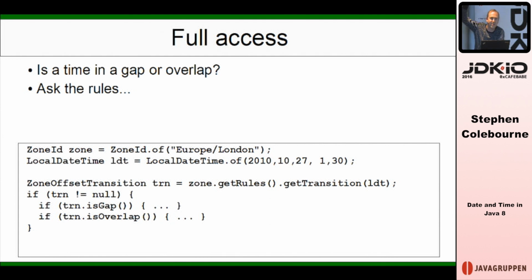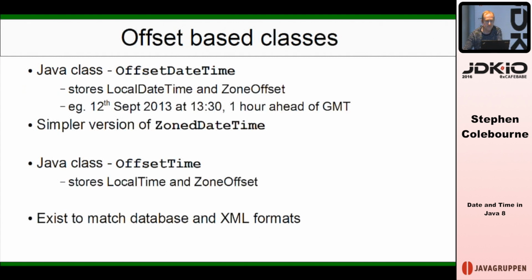I would have done an optional if I'd thought about it a bit more. This should return optional of zone offset transition. Because I was developing it during the Java 8 process, I hadn't really learned when we should be using optional yet. It's not an optional, but it should be.